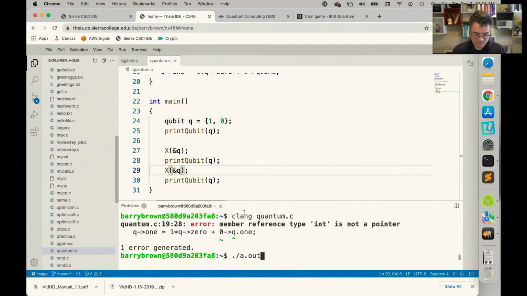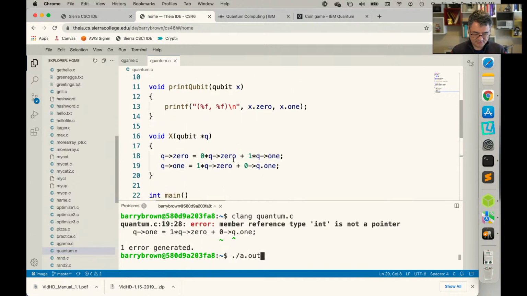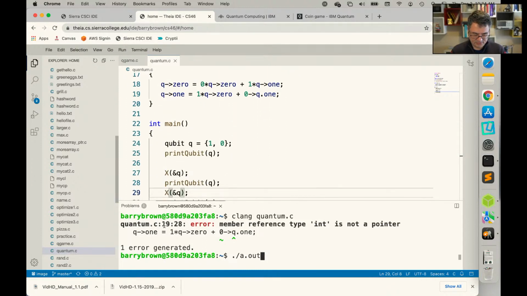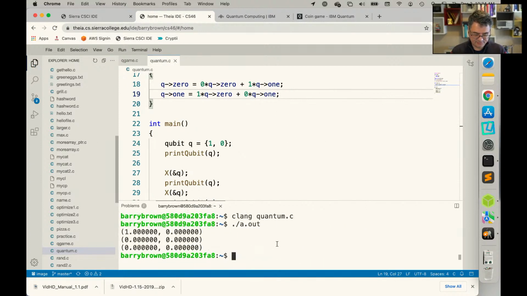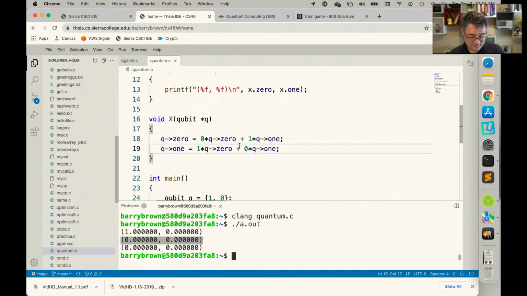Oops. What did I do wrong here? Line 19. Oh, I forgot one of these arrows. There, I think I fixed all the errors. There we go. Uh-oh, something went wrong. We got a 0, 0 out of here. Oh, we got a 0, 0 because in assigning it right back to the same qubit, we actually zeroed out one of the values.